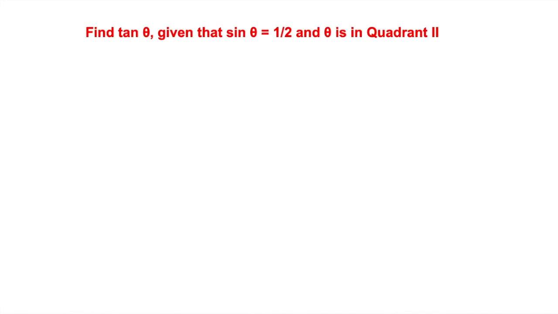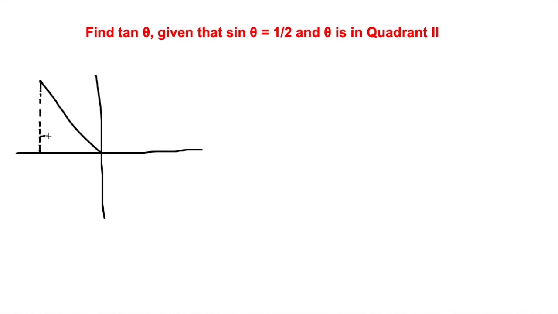Now moving on to the next problem, we see that they ask us to find tangent of theta. They give us that sine of theta is 1/2, and that theta is in the second quadrant. So for this, again, we draw an x and y coordinate plane. We know it's in the second quadrant, so something like this. Bring down to the x-axis and draw a right triangle. Sine, again, is 1/2 in this problem. Sine is always y over r. So for this, we know that y will be 1, and the hypotenuse r will be 2.